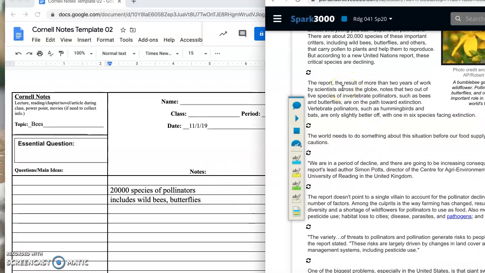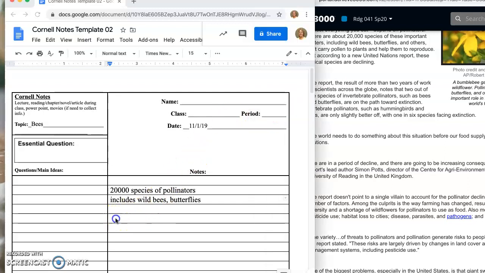Says the report, the results of more than 2 years of work by scientists across the globe, notes that 2 out of 5 species of invertebrate pollinators, such as birds or bees and butterflies, are on the path toward extinction. Vertebrate pollinators, such as hummingbirds and bats, are only slightly better off, with 1 in 6 facing extinction.